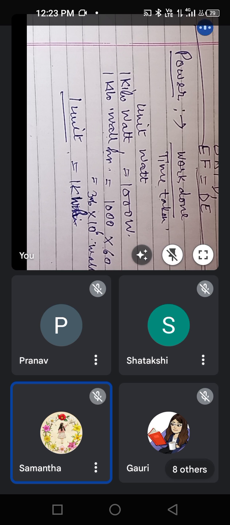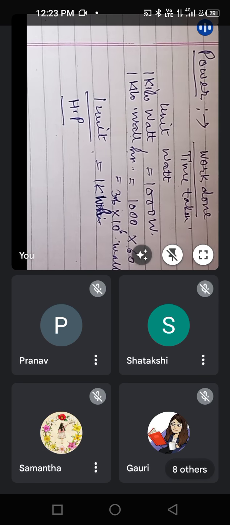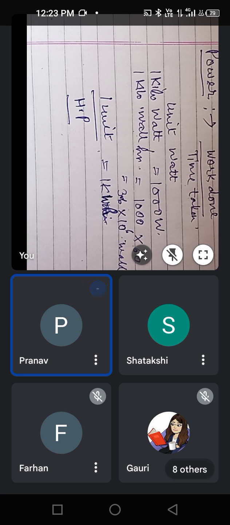Another unit for power is horsepower. It's also called HP. Have you heard this word, horsepower? Where have you heard it? In a book. Which book? This book only. Okay, this chapter you have to study.